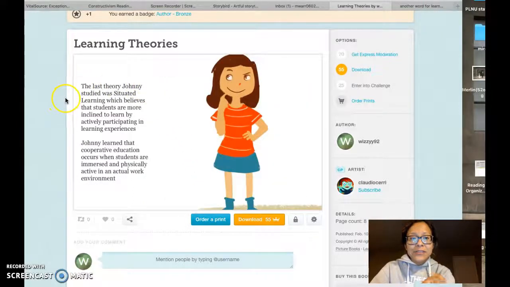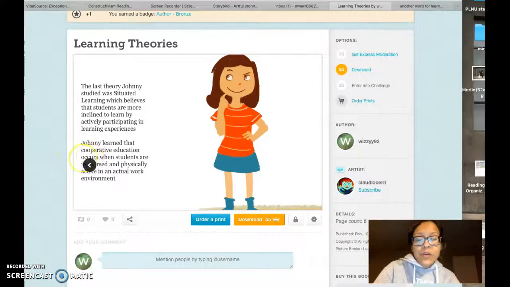The last theory Johnny studied was situated learning, which believes that students are more inclined to learn by actively participating in learning experiences. So here a keyword, a red word, was cooperative education, which occurs when students are immersed and physically active in an actual work environment. So an example here will be when you are given the opportunity in high school to be part of an internship.